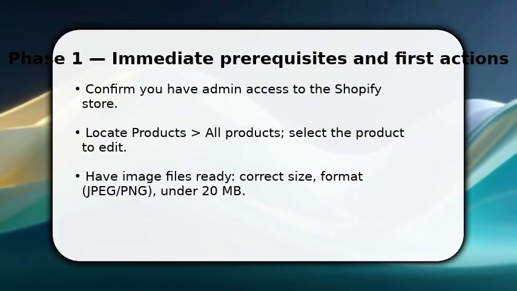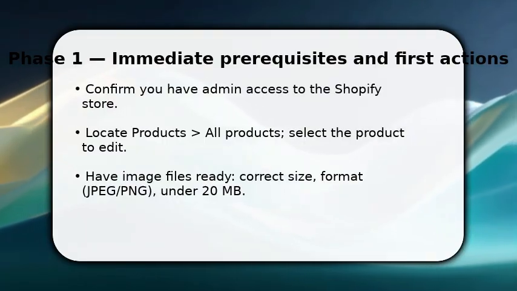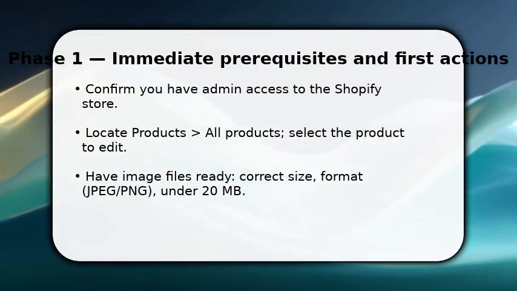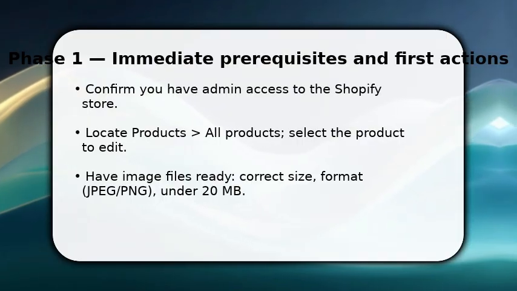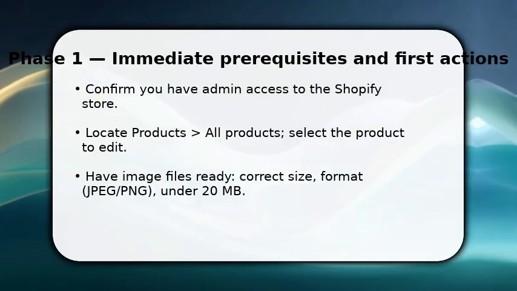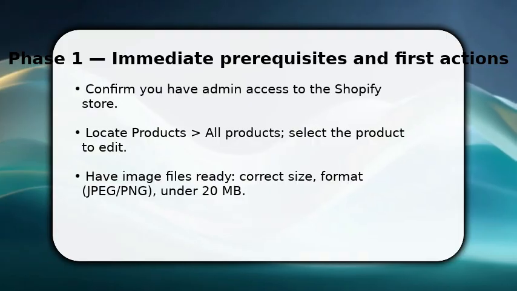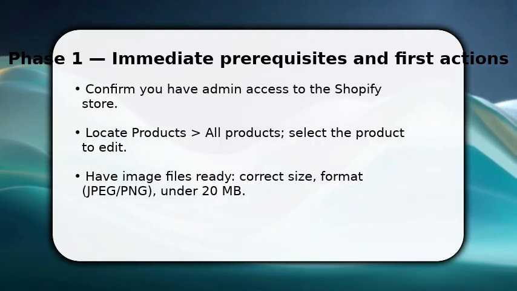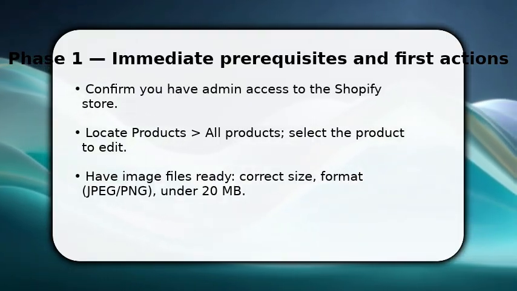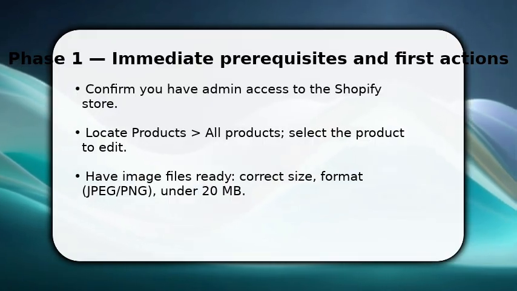You start by opening Shopify as an admin, then go straight to products and pick the item you want to change. Once there, make sure your image files are named clearly and sized appropriately, because Shopify will generate thumbnails automatically. Click the product to open its edit page and look for the Images section.